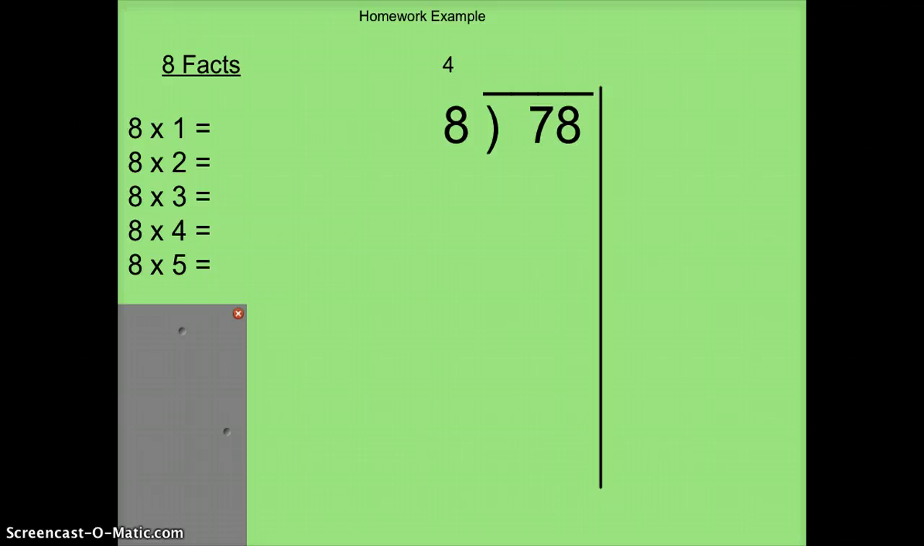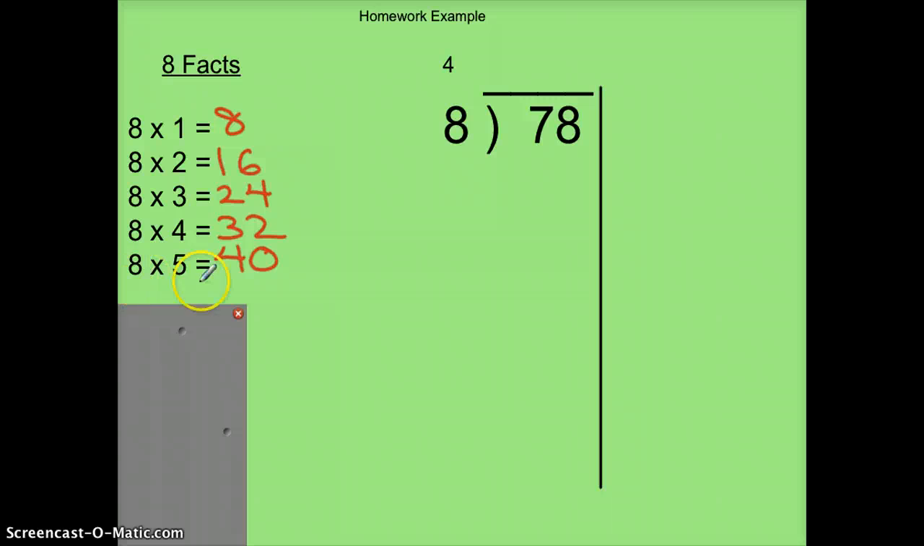Okay, we'll take a look at number 4, and this will be the last one that I do. This has an 8 as my divisor, so I know I'm going to need some 8 facts because I'm going to be taking away groups of 8. So we'll just start with the first few that I know. 8 times 1 is 8, times 2 is 16, times 3 is 24, 8 times 4 is 32, 8 times 5 is 40. And I'll just stop there. Let's say that's all I know.